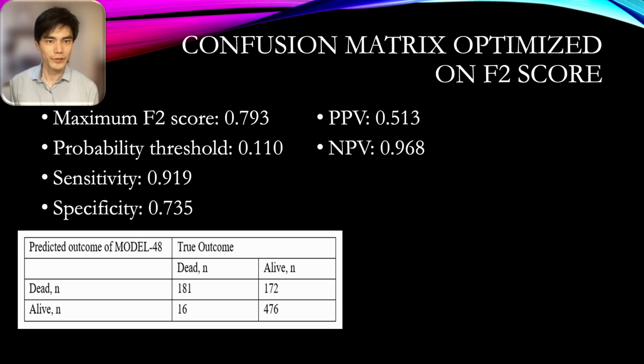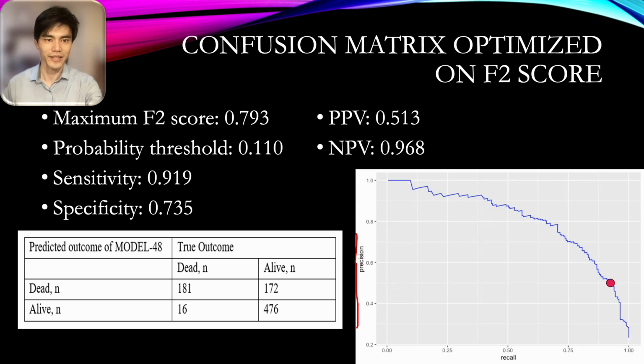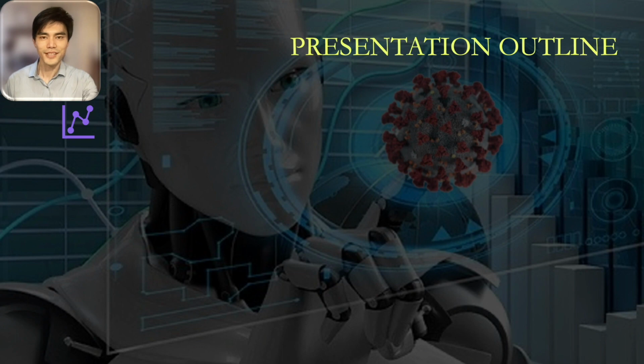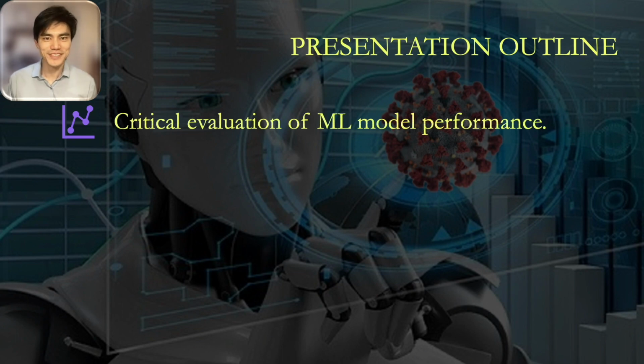The maximum F2 we were able to achieve was 0.793. The probability threshold was 0.110. Sensitivity was 0.9, specificity 0.73, positive predictive value was 0.5 and negative predictive value was 0.9. And this is the 2x2 table based on that. And that's approximately here on the red dot. So that's pretty much what I wanted to say in the first part of this paper.